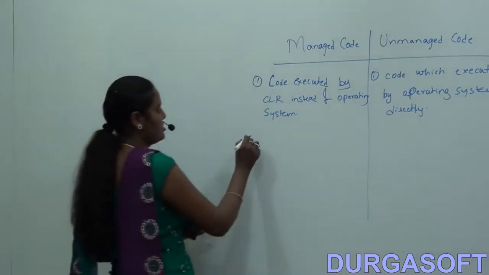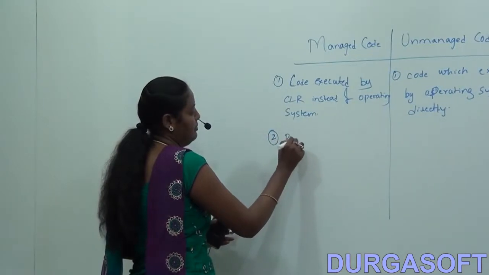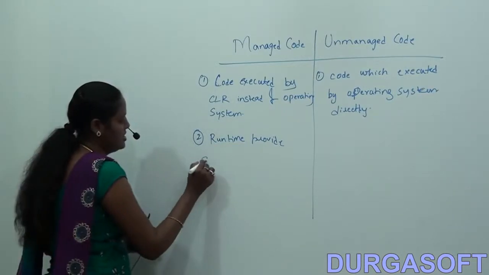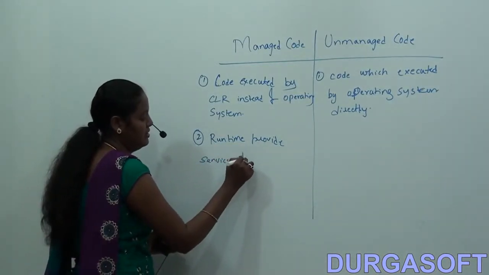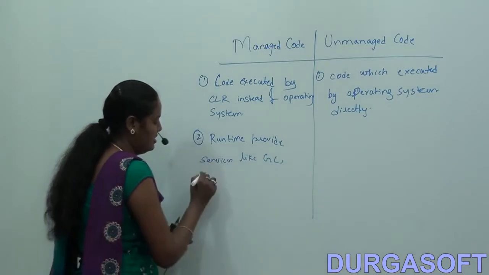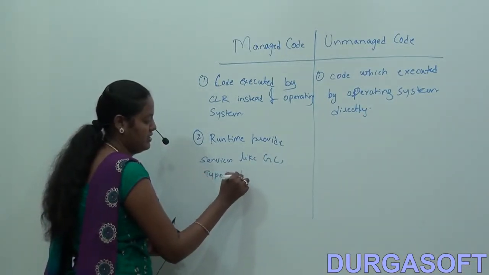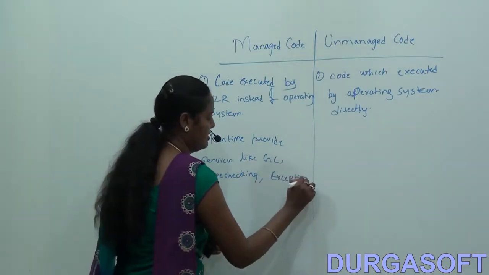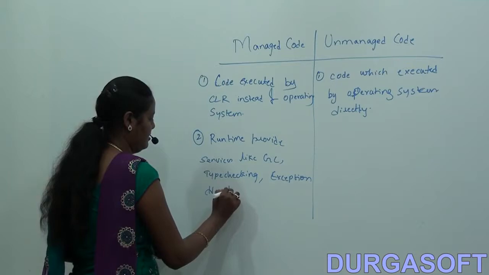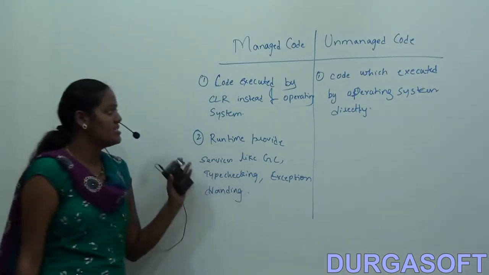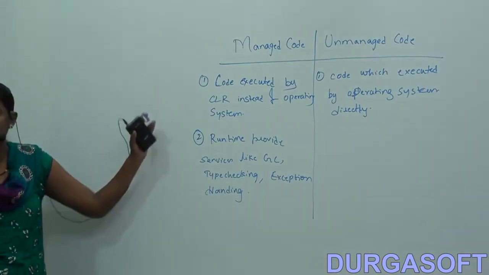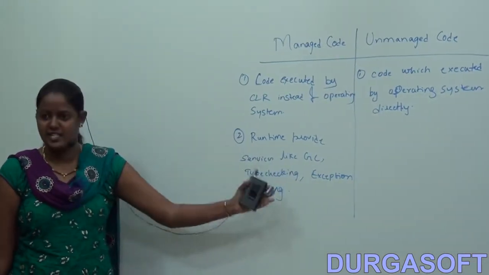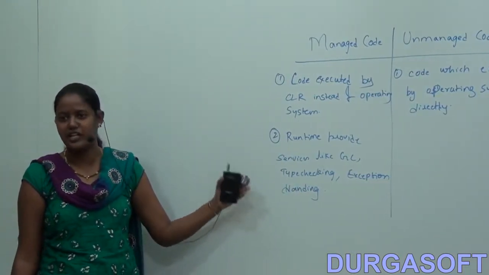And here in the managed code, the runtime will provide services like garbage collector, type checking, exception handling, because since the code is executed by the CLR, the runtime is going to provide services like garbage collector, type checking, exception handling. All these are provided by the runtime.